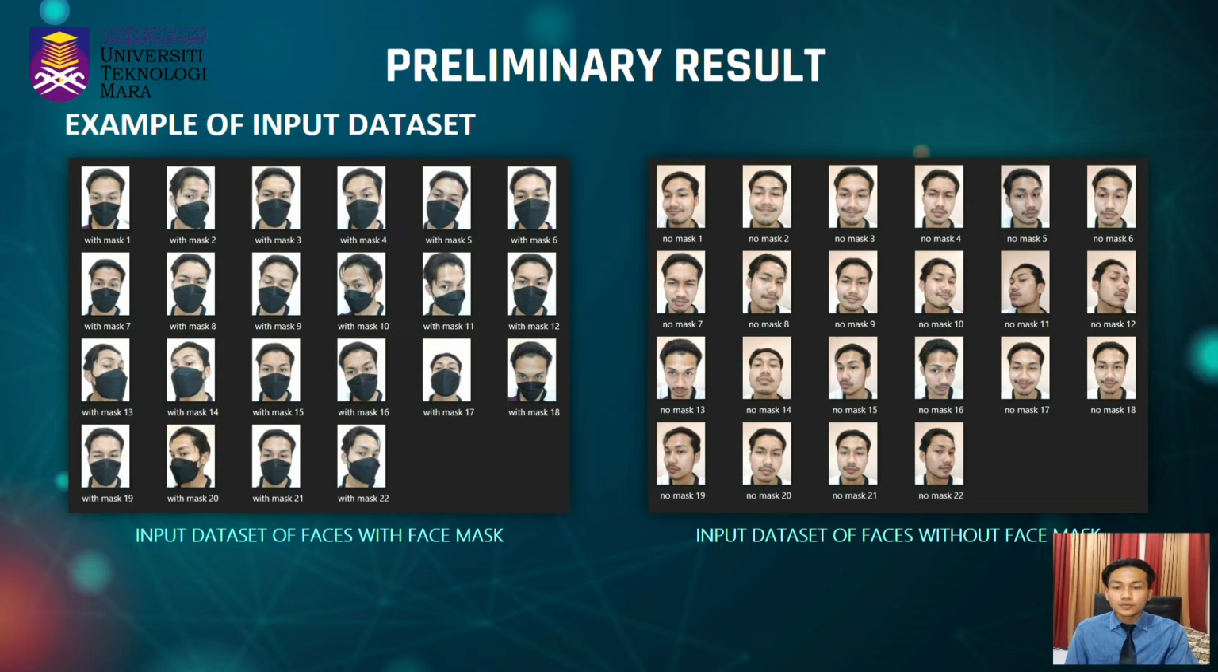Now, we move to the last part, which is the preliminary result. The first step is preparing the dataset of images. So this step is done by taking photos of faces with or without face mask from different angles. So on the left side is the sample of input dataset of faces with face mask, while the right side shows the input dataset of faces without face mask.